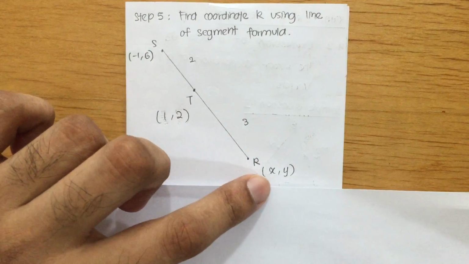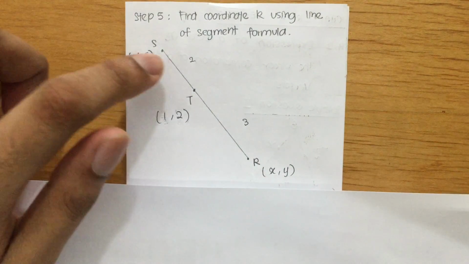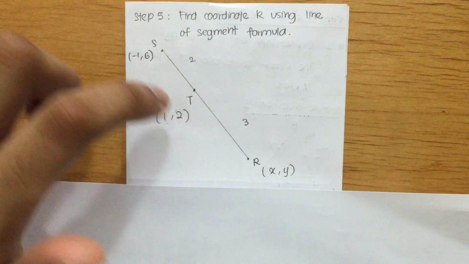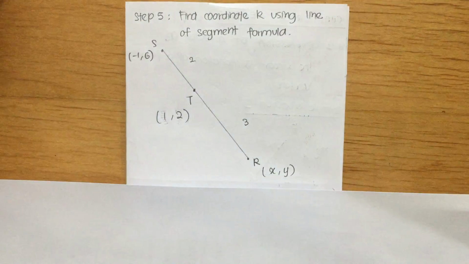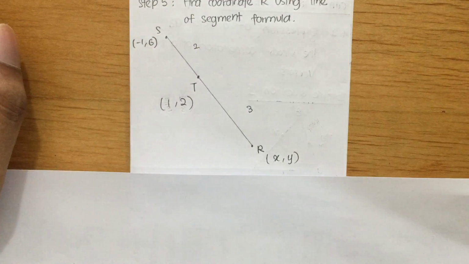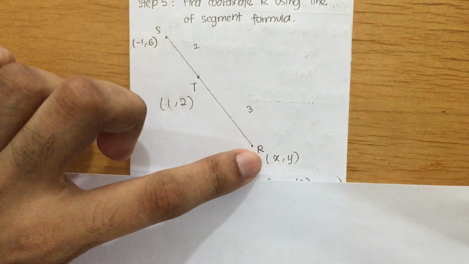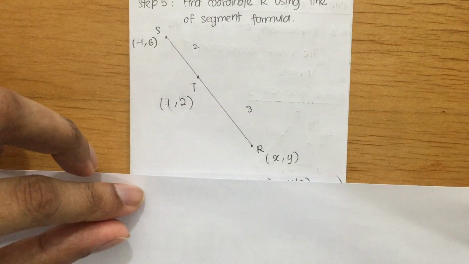So we don't know coordinate R, we just put here (x, y) instead. And it's given that the ratio of ST and TR is 2:3. That's why I wrote here 2 and 3, guys, so that it's easier for me to explain to you. Okay, so we can start to use the line segment formula. So we know the starting coordinate, but we don't know the end coordinate over here. So how to find coordinate R? Okay, let me show you.